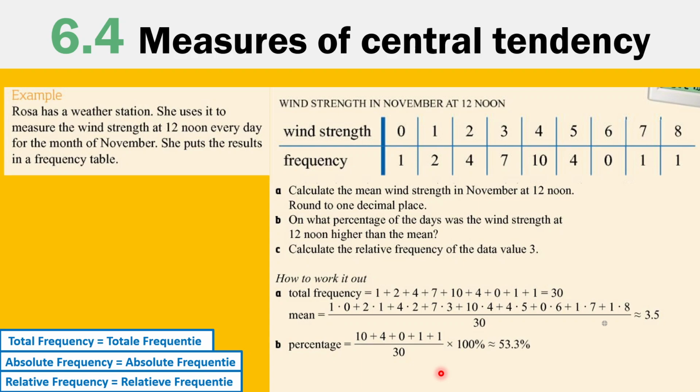How many times does the number 3 occur? 7. So now divide 7 by the total frequency, 30. 7 divided by 30 is approximately 23.3% if you multiply by 100% as well, of course.